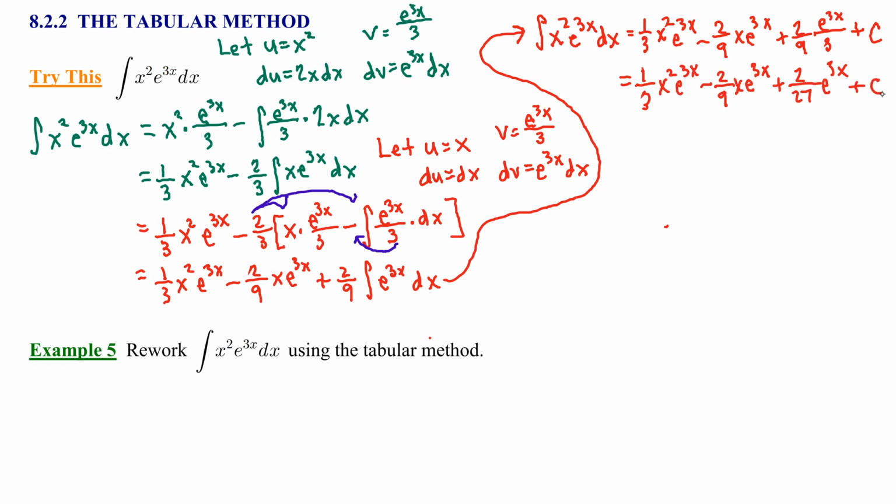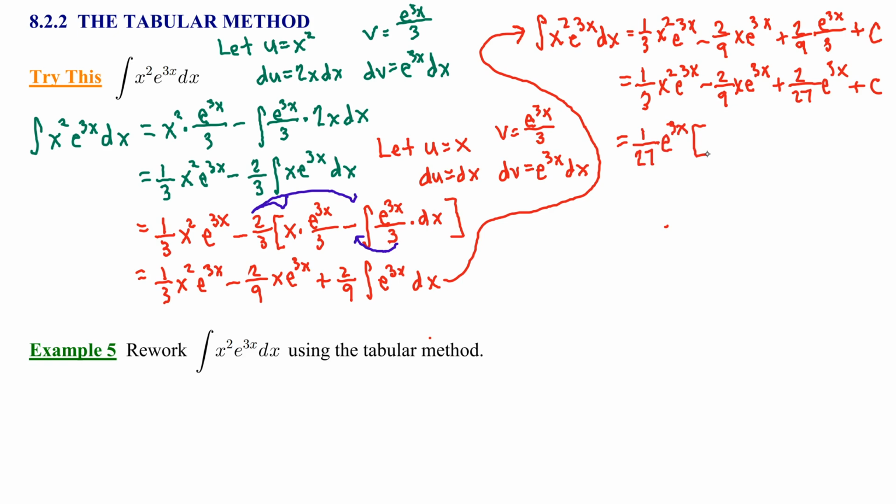Now that's a pretty good answer, but do notice that in the first three terms, we have a greatest common factor of e to the 3x. Also notice that we have fraction coefficients. So I want to factor out the GCF and attempt to clear up those fractions at the same time. So notice what I'm going to do. I'm going to factor out 1 over 27 e to the 3x. 27 is the common denominator between 3, 9, and 27.